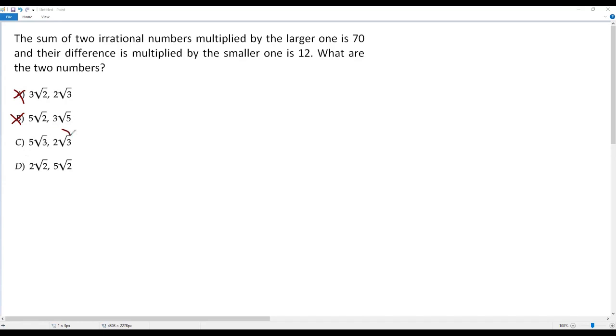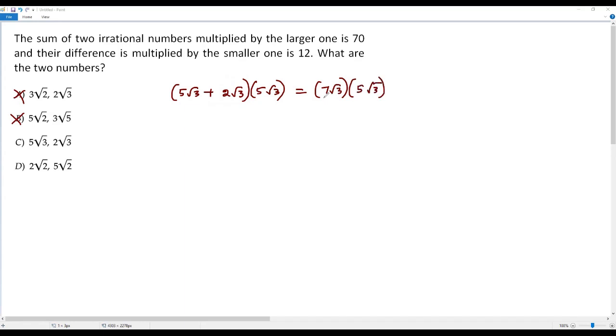Now let's add these two irrational numbers. That is 5 times square root of 3, plus 2 times square root of 3. Now I've added the two irrational numbers, that is, we got the sum. Now this sum has to be multiplied by the larger one. In these two irrational numbers, the larger one is 5 times square root of 3. When I add 5 square root of 3 and 2 square root of 3, I am getting 7 square root of 3, times 5 square root of 3.